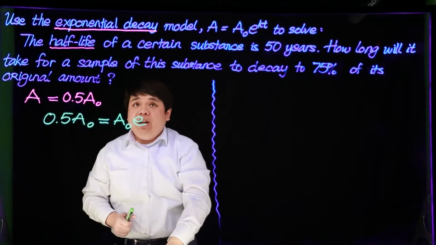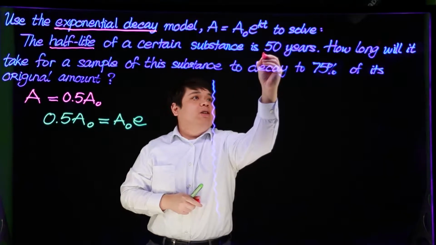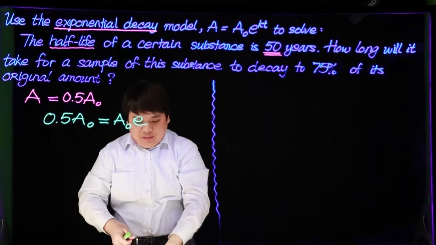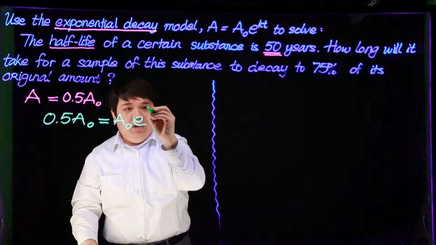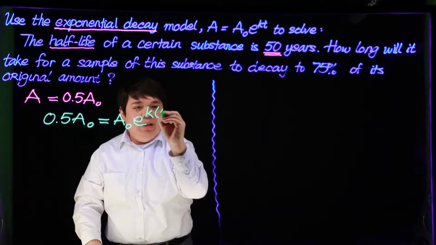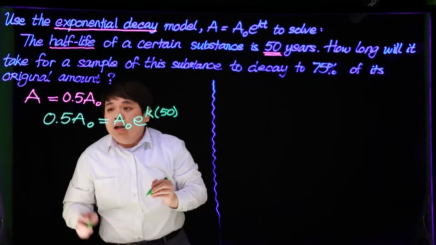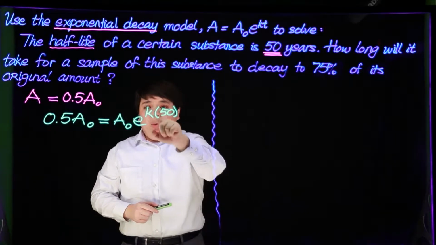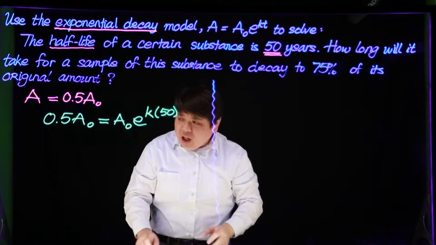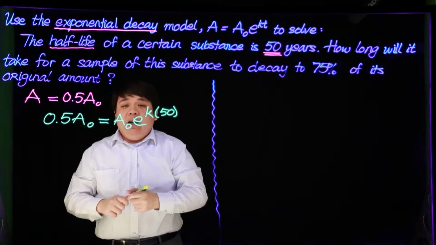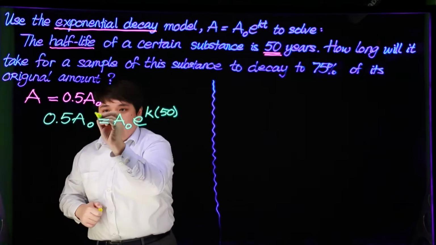We know that the half-life is 50 years. So that's going to be our T. And T is 50 years. We have everything except for the rate, K. We're going to solve for K here. To do that, first, both sides have A naught. We divide that on both sides, or let's just cancel out.